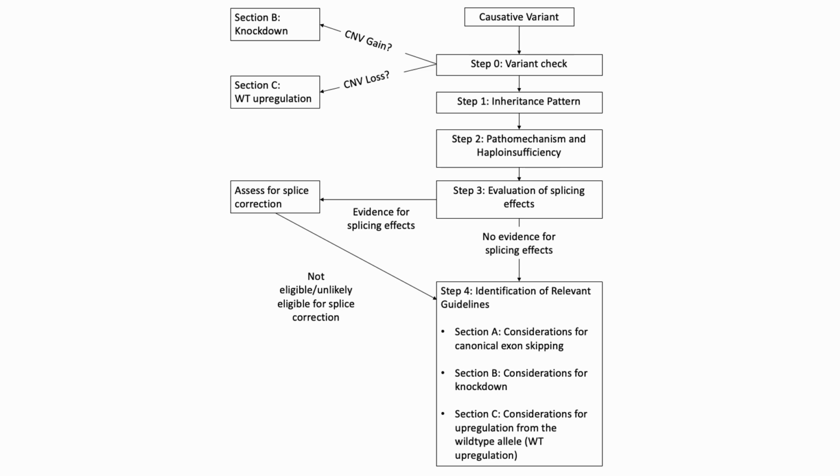In this video, we will assess a PAH missense variant for eligibility towards ASO therapies. Step 0 is a variant check, which requires us to check whether the variant is correct. In this example, the variant is correct. We next check the inheritance pattern.